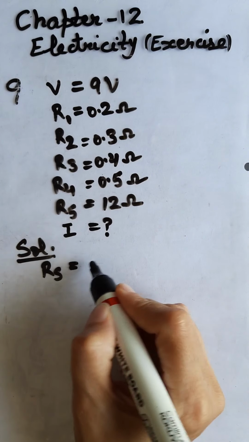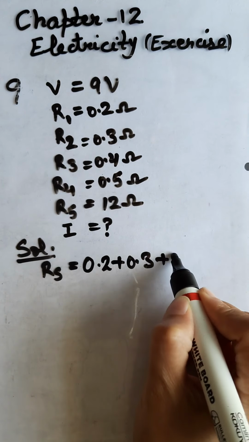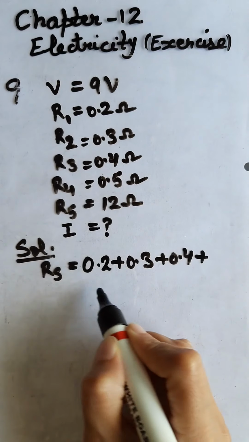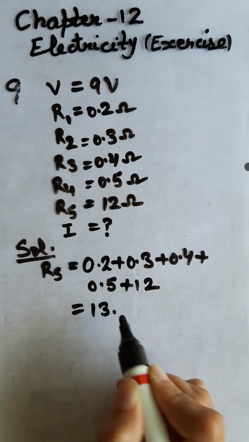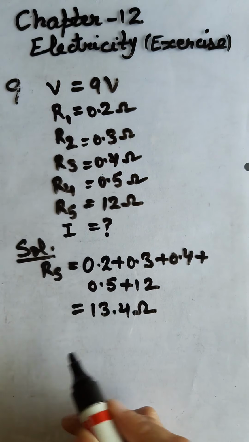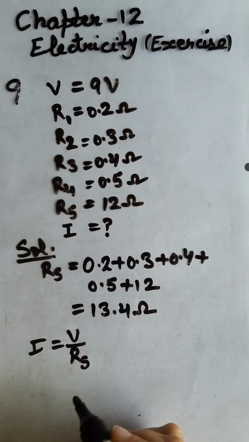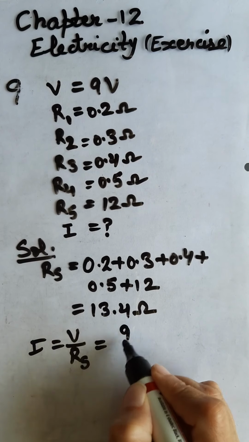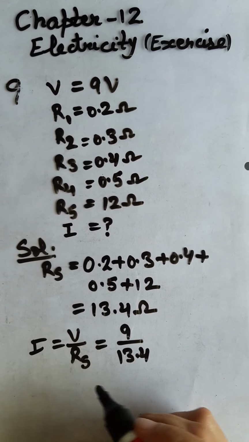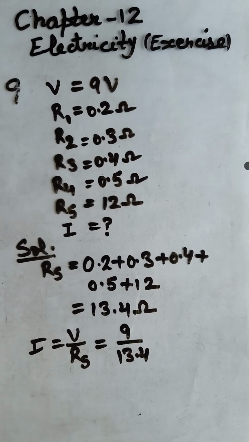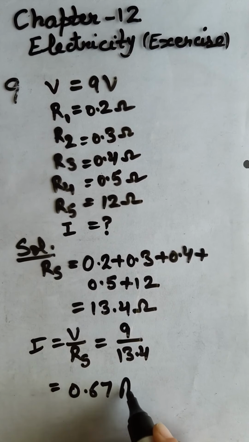So Rs will be the sum of all the resistors, 0.2 plus 0.3 plus 0.4 plus 0.5 plus 12, and when we combine it, it will be 13.4 ohm. Now I is equal to V by the resistance of the circuit. So V is 9 and this resistance of the circuit is 13.4 ohm, and when we divide it, we find current as 0.67 ampere.